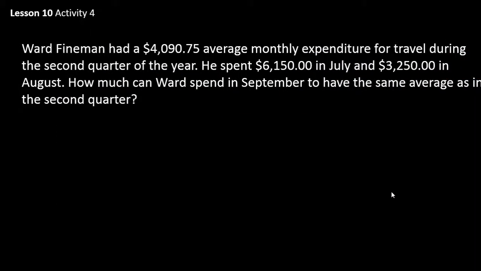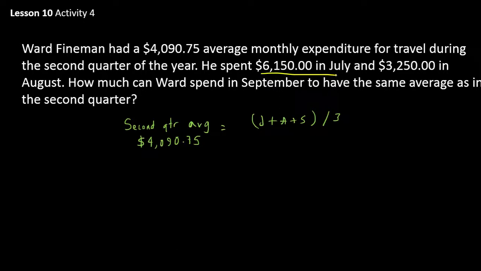Let's do another one. Ward Fineman has a $4,090.75 average monthly expenditure for travel during the second quarter of the year. So the second quarter average is $4,090.75, and it's equal to July plus August plus September divided by 3. Now they tell us he spent this much in July and this much in August, so how much can he spend in September? So we're solving for September.